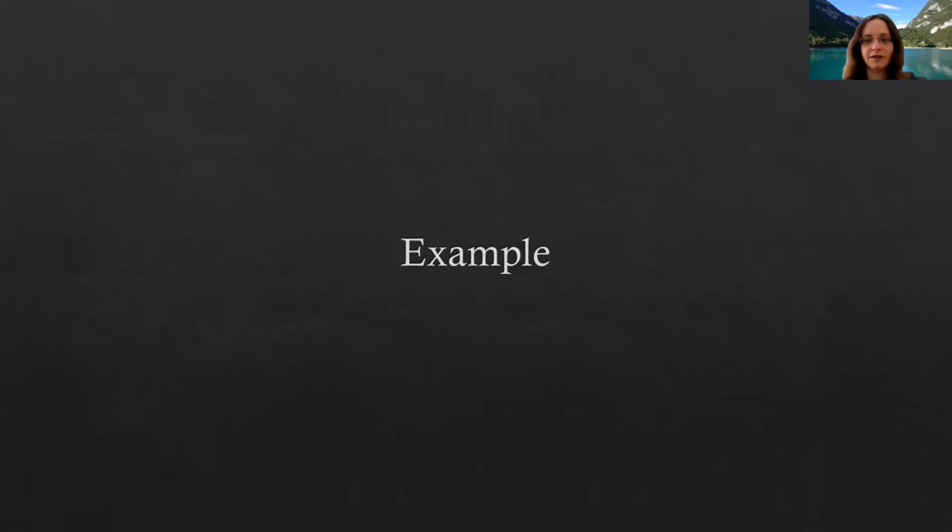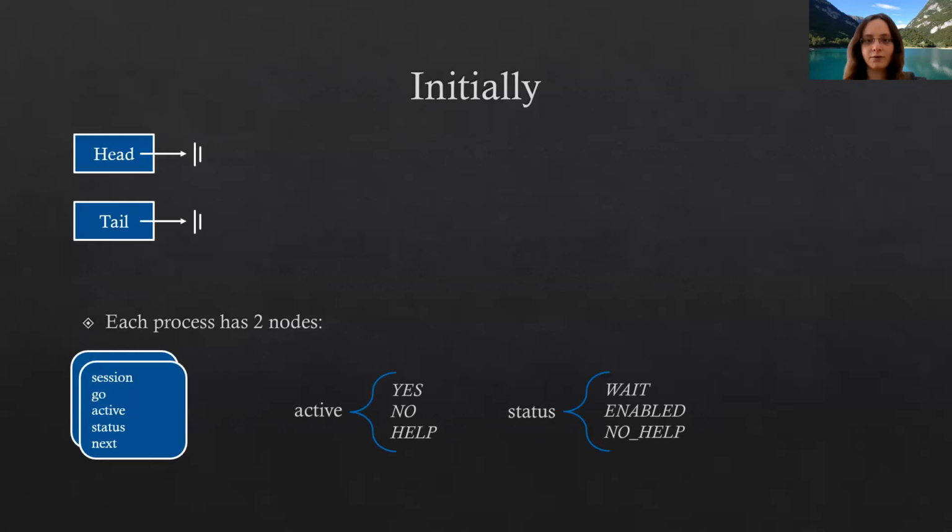So now that we know the idea for the algorithm, let's look at an example. The algorithm uses two shared pointers, head and tail, that are initialized with null values. Each process has two nodes that are shared memory, and in the DSM we can assume that both nodes are in the process's local memory. A process uses a single node in each iteration, meaning one entry, one critical section, and one exit, and in the next iteration the process switches to the other node.